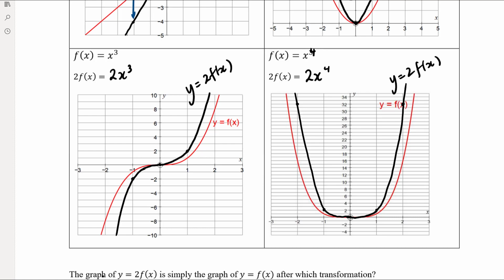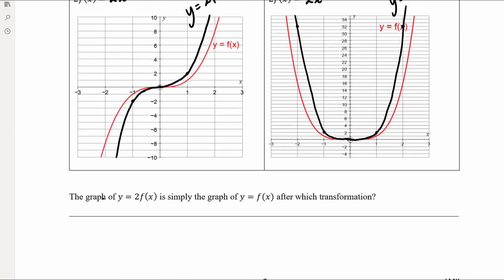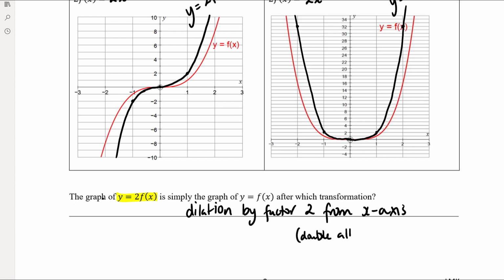Okay, so this applies more generally to every single function. If you have a function, f of x, then y equals 2 times f of x is that function after a dilation by a factor of 2 from the x-axis, which means that we double all the y-coordinates.